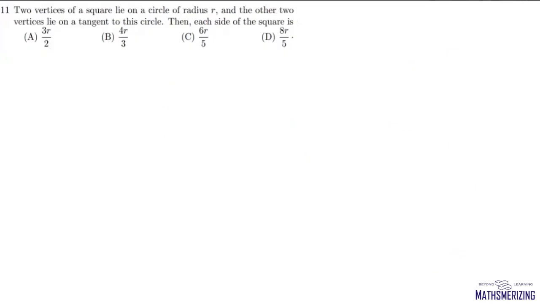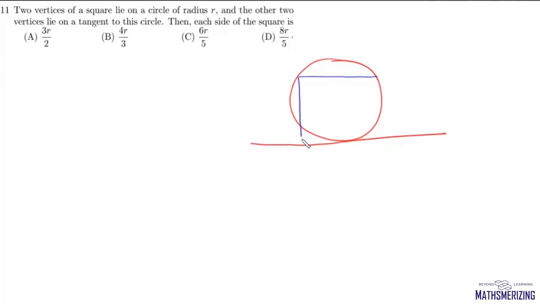Now question number 11 is, 2 vertices of a square lie on a circle of radius r and the other 2 vertices lie on a tangent to the circle. Then each side of the square is, so we have a circle and then we have a tangent to the circle and then we have the square whose 2 vertices are on the tangent and 2 vertices are on this circle. Now let this be the center of the circle. Now this is r, this is also radius r, and say this angle is theta.